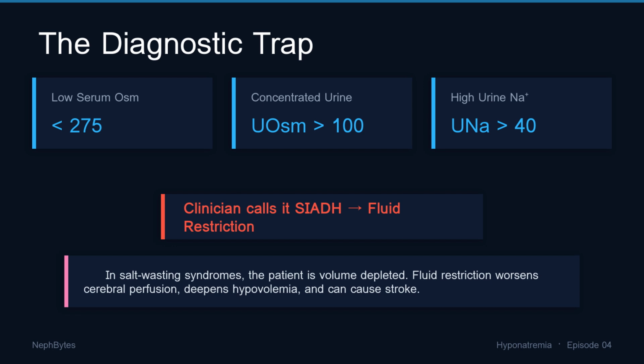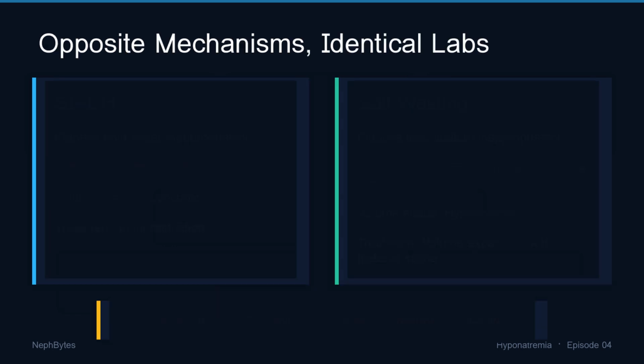Because in salt wasting syndromes, the patient is volume depleted. Fluid restriction in a volume depleted patient makes them worse. It worsens cerebral perfusion. It deepens the hypovolemia. In certain populations, like subarachnoid hemorrhage patients already at risk for vasospasm, it can cause a stroke. The mechanism is completely different from SIADH.